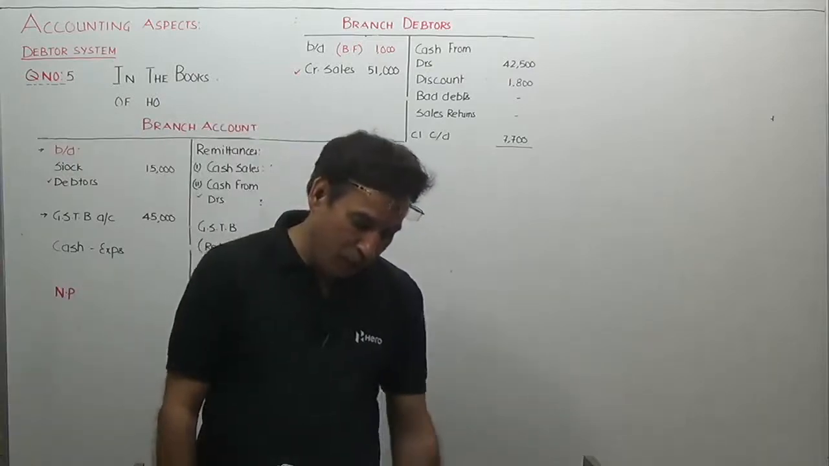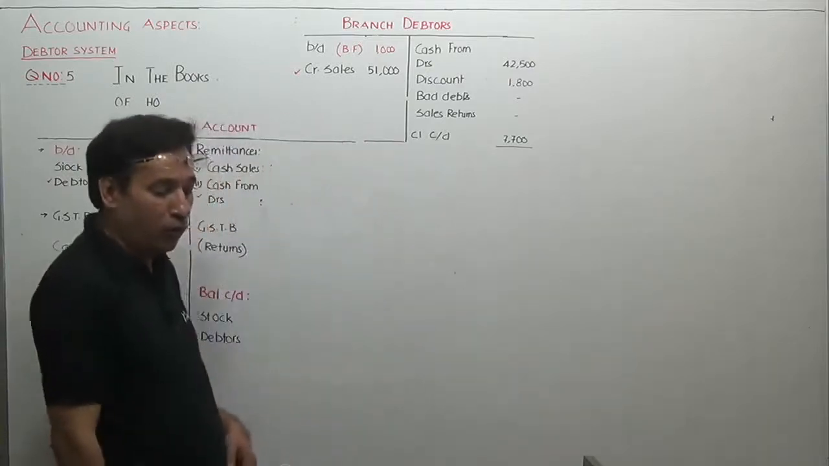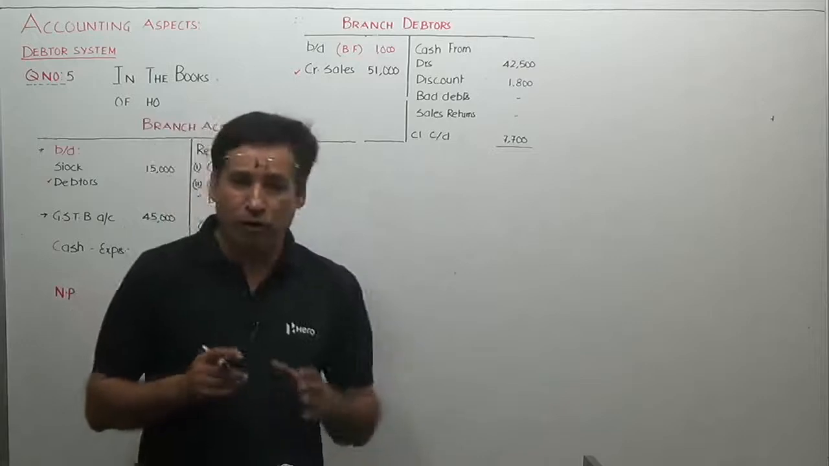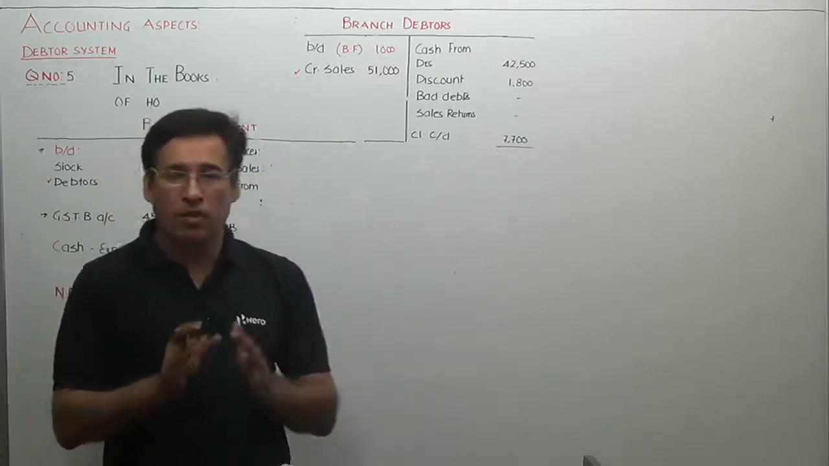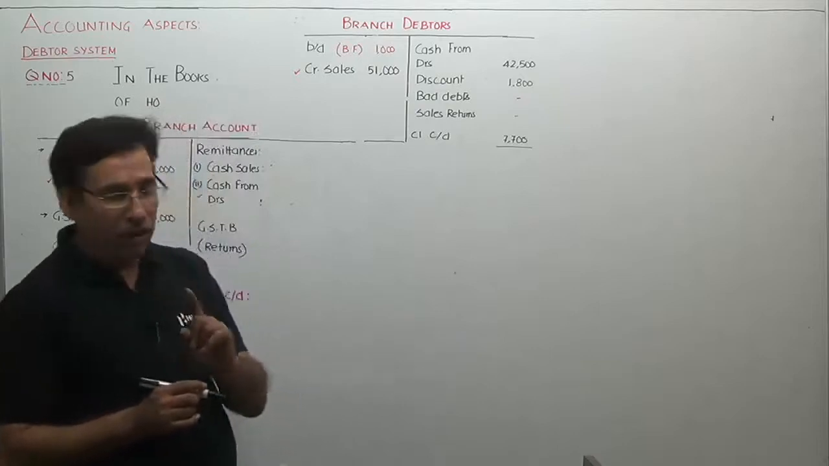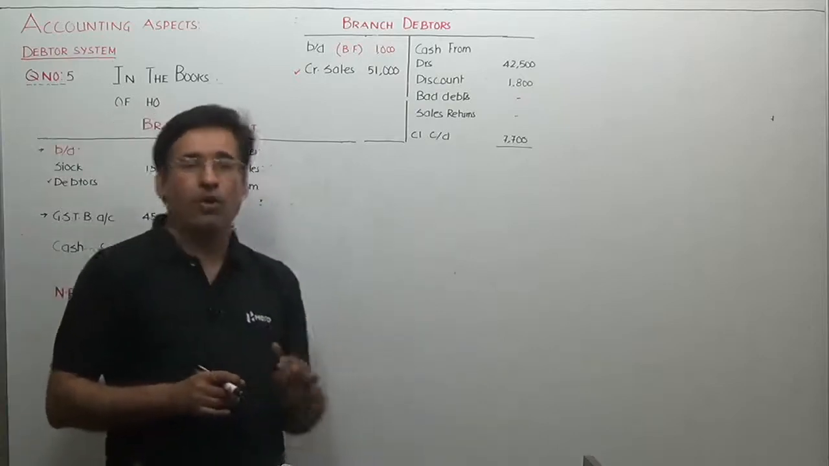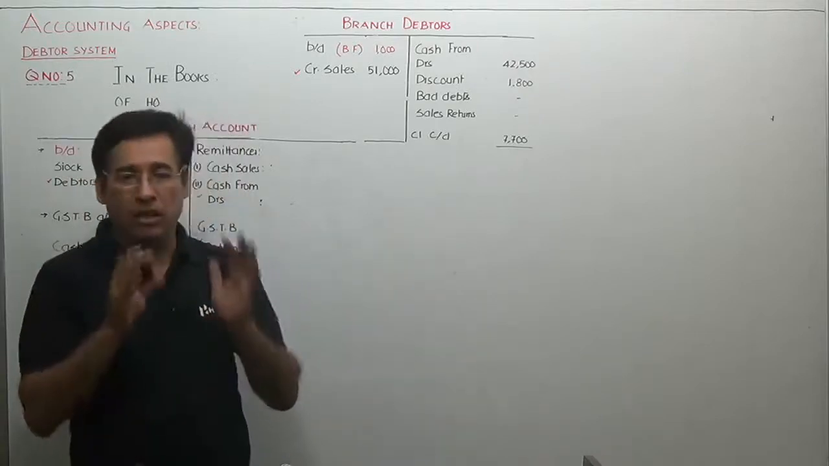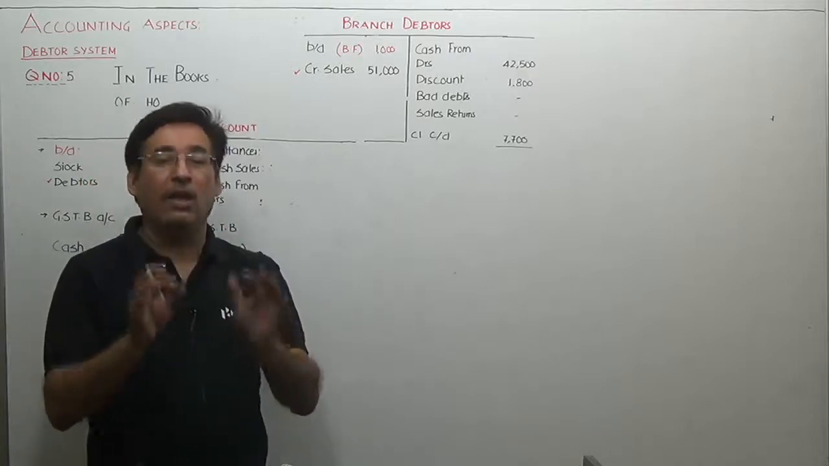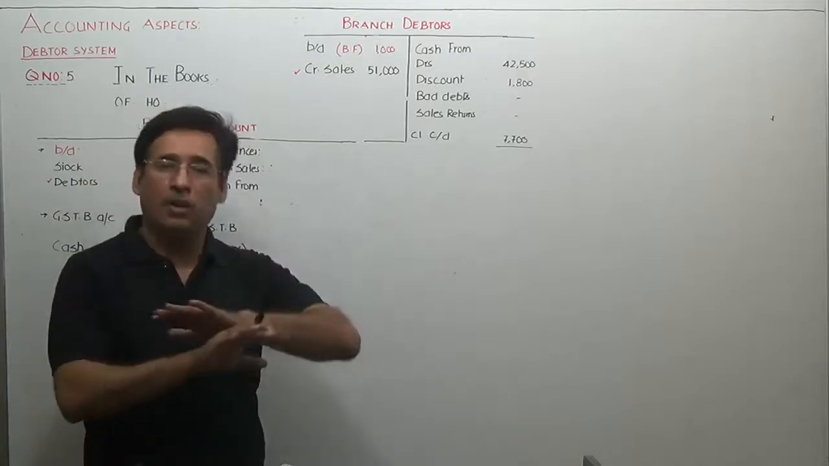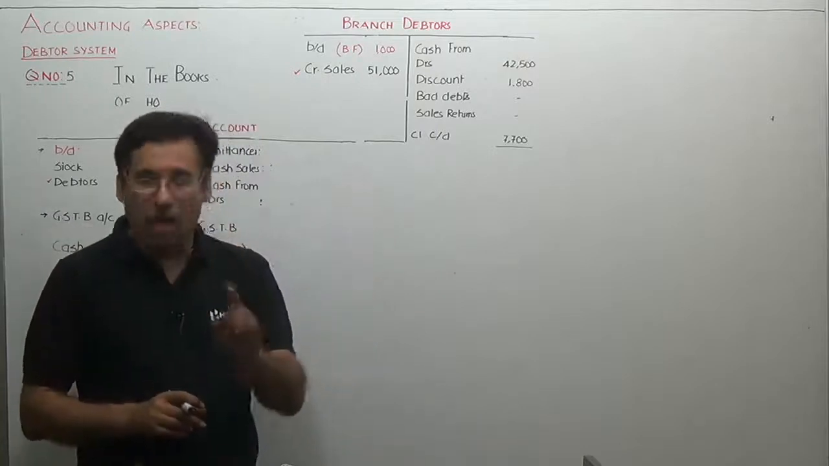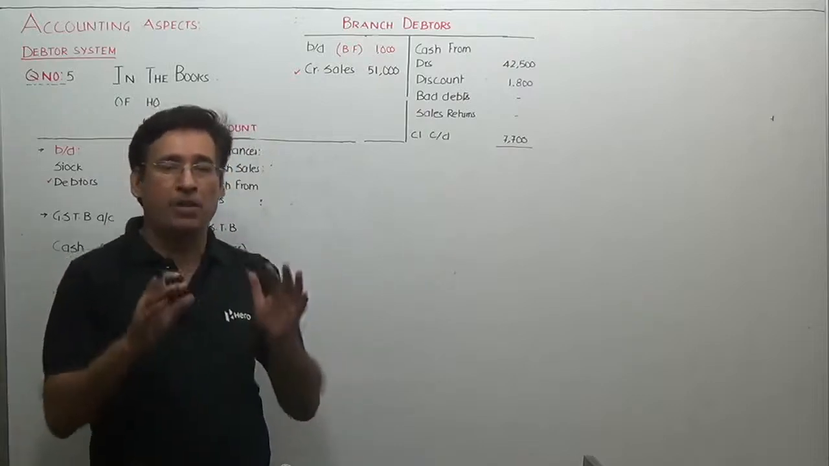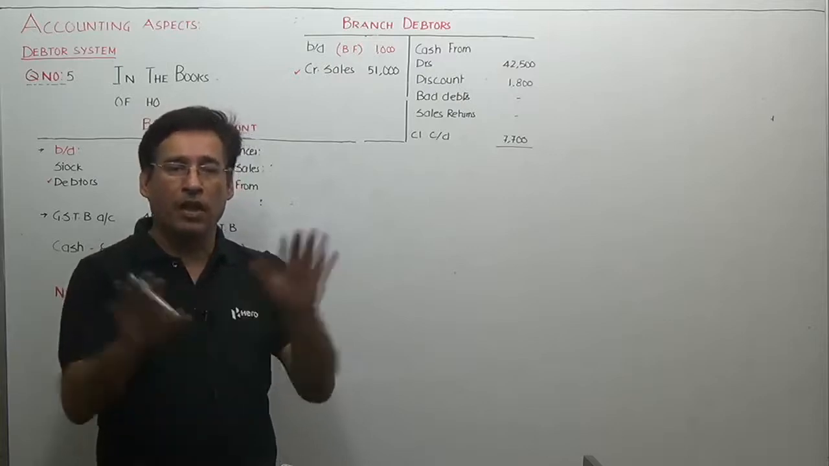Then you have been given expenses 5 plus 2, 7,000, and before that, the amount of sales is given. If you have gone through the question, you would find that in this question opening and closing debtors are not given. If in a particular question opening and closing debtors are not given, always presume that this branch deals only in cash sales. There are no credit sales. No credit sales are done.